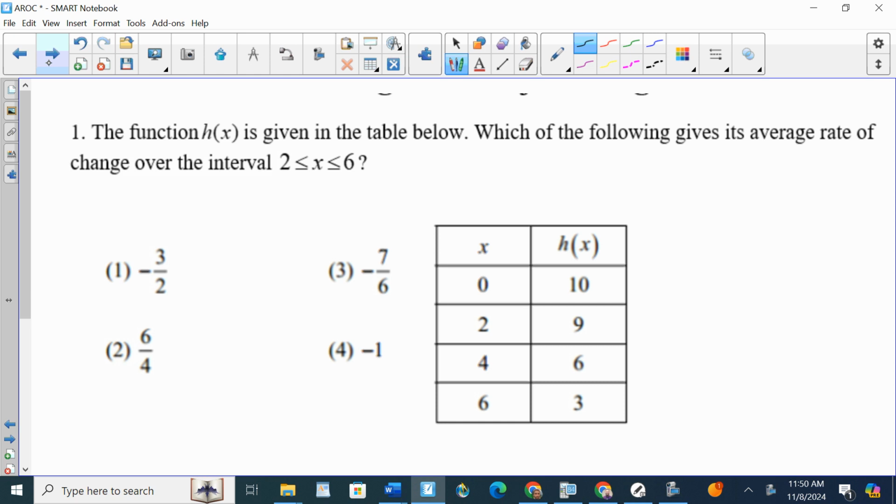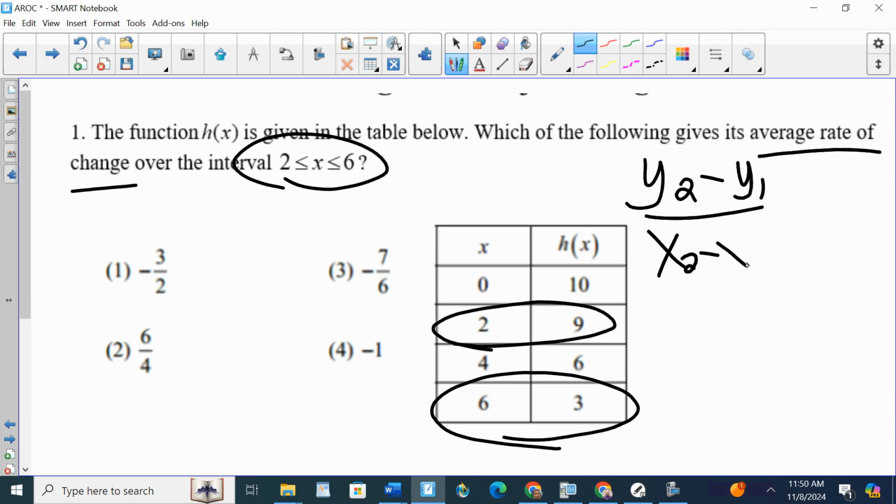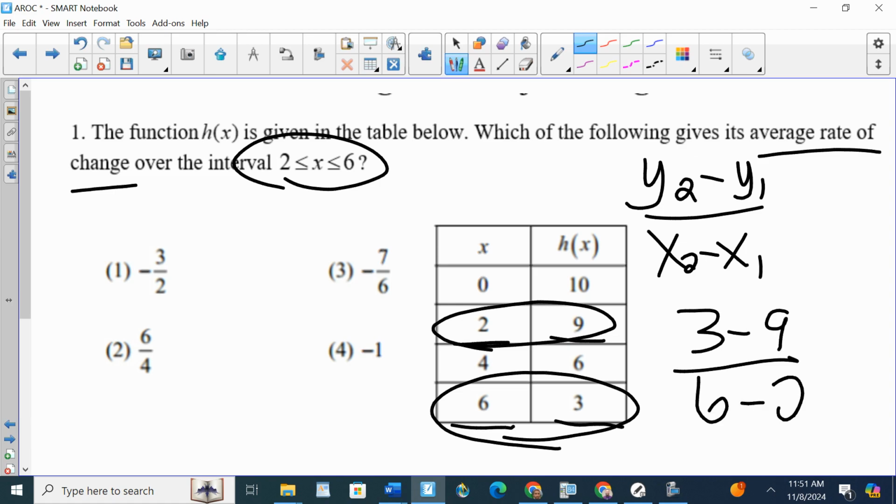Let's go. If they give you a table, they have to tell you what you're finding the average rate of change between: 2 and 6. There's 2, there's 6. Average rate of change is y2 minus y1 over x2 minus x1. Subtract your y's. I always go bottom minus top over, subtract your x's, bottom minus top. You could go top minus bottom over top minus bottom, but you can't go 3 minus 9 and then 2 minus 6. From there, keep it simple.